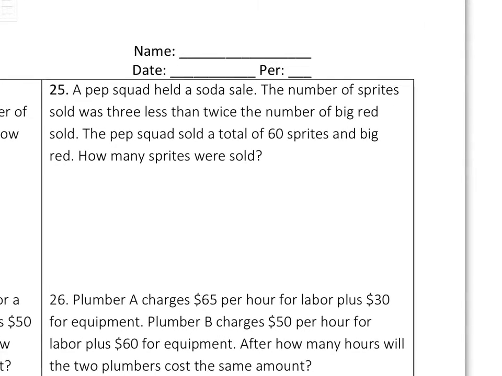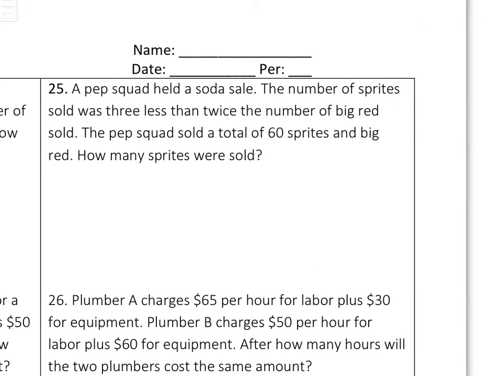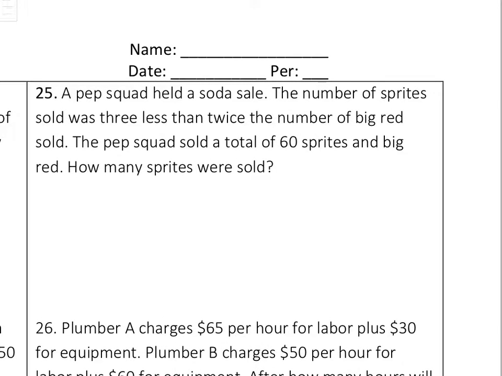So the Pep Squad held a soda sale. The number of Sprite sold was 3 less than twice the number of Big Red sold. Pep Squad sold a total of 60 Sprites and Big Red. How many Sprites are sold? So here you're only actually interested in just how many Sprites, but there is going to be two variables. We don't know how many Sprites, and we also don't know how many Big Reds.